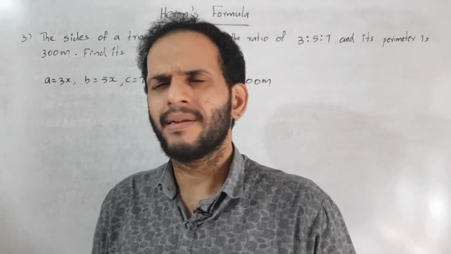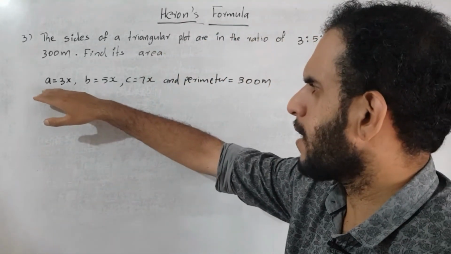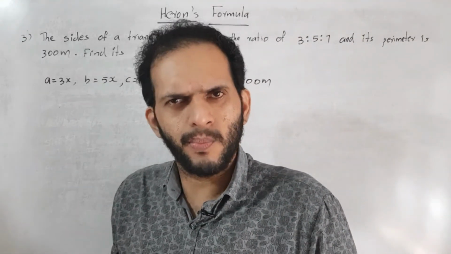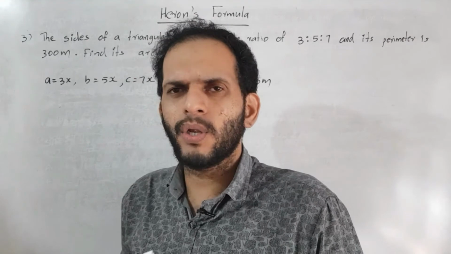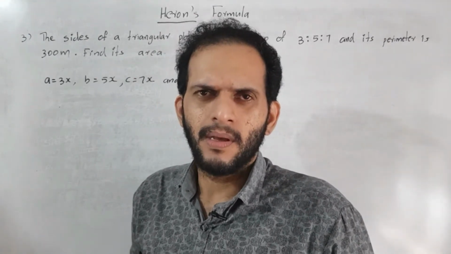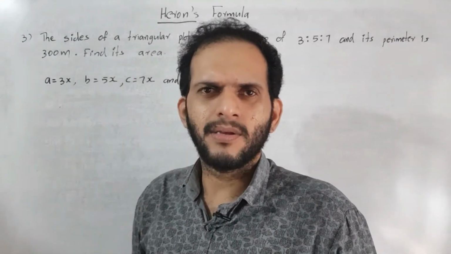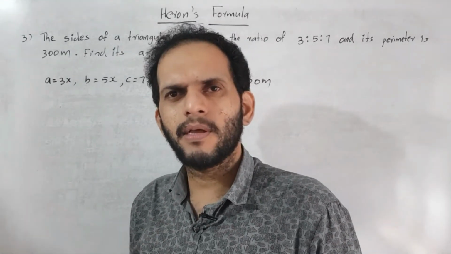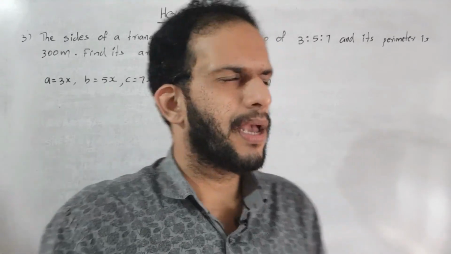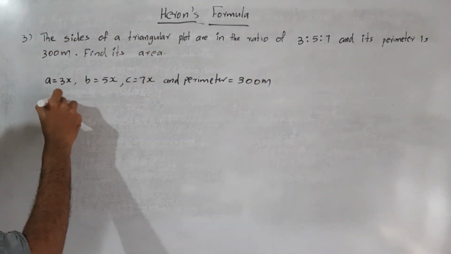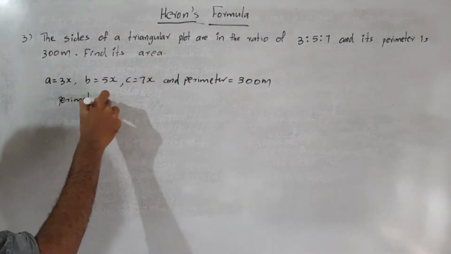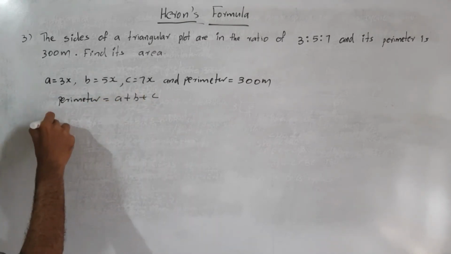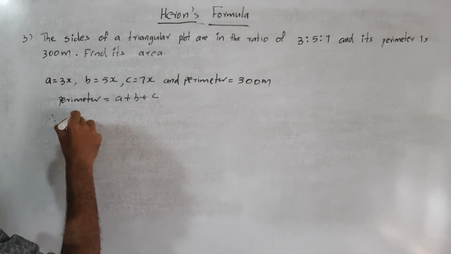Is it possible to relate the given values, the values of the sides and the perimeter directly? Yes, it's very clear, it's possible to relate it, correct? Then how do we relate? Yes, the sum of the sides is equal to perimeter. So we apply the relation of sides and the perimeter for finding the value of x. Okay, so the next step is perimeter is equal to a plus b plus c. Therefore, what is perimeter? 300.